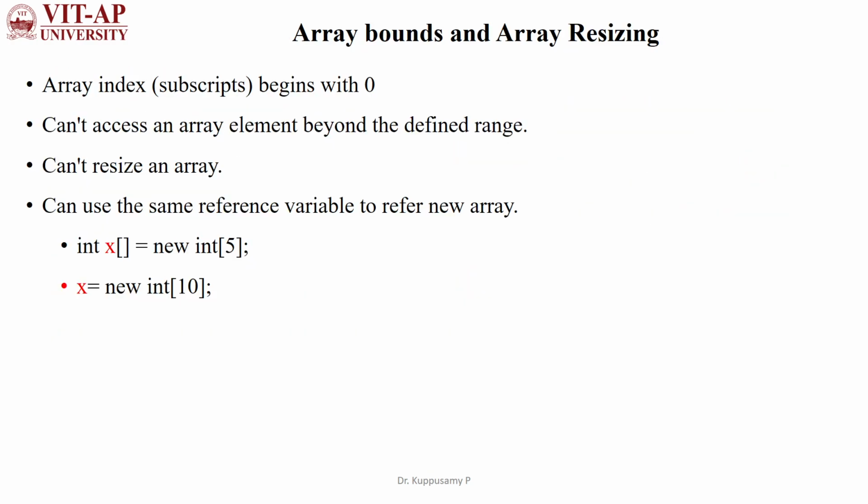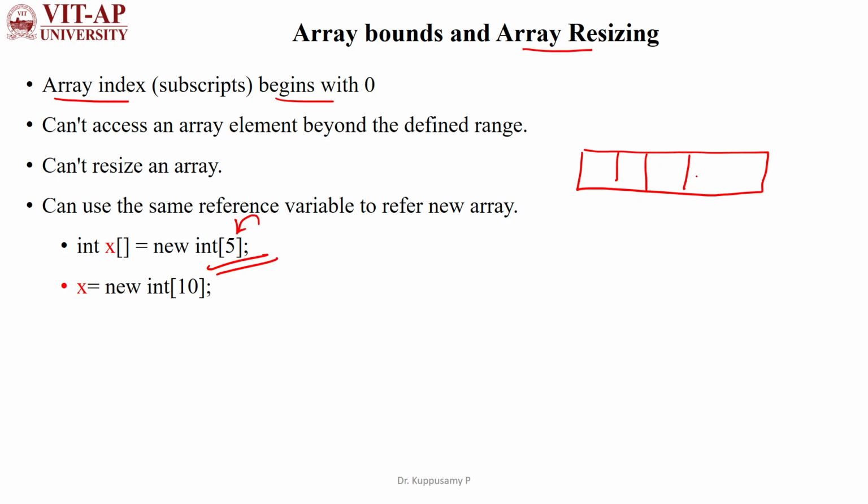And here the array bound should be fixed, and resizing of the array is not possible. Here the array index always starts with 0. That means when you are defining an array, for example here, we are defining the array size as 5, so 5 memory locations will be given: 0th index, first index, second, 3, 4. The array name here is x, so the array is created with 5 memory locations.